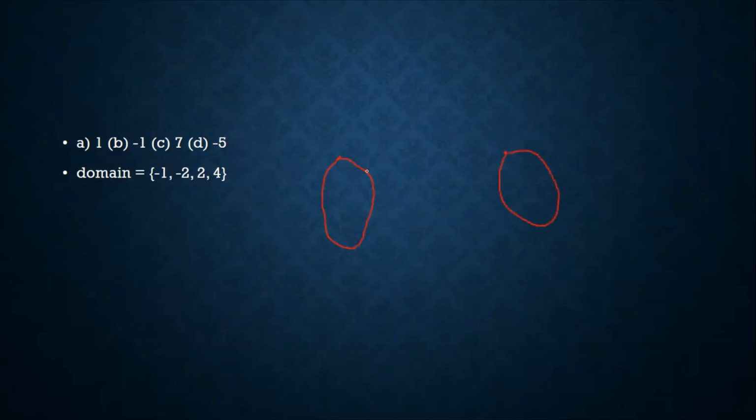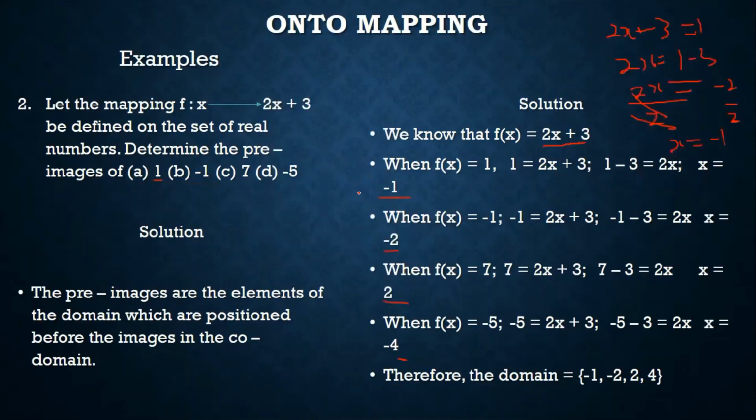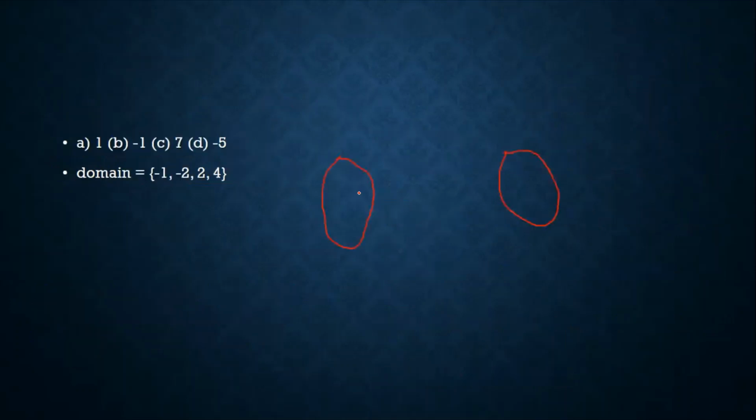So the first oval is our domain. Second is our range. Let's see what our range is called. Okay, our range wasn't given a name here. So let's assume our range is called B. Our domain, let's assume the set of elements in the domain is called D. Now, our range first, we have 1, we have minus 1, we have 7, and we have minus 5.